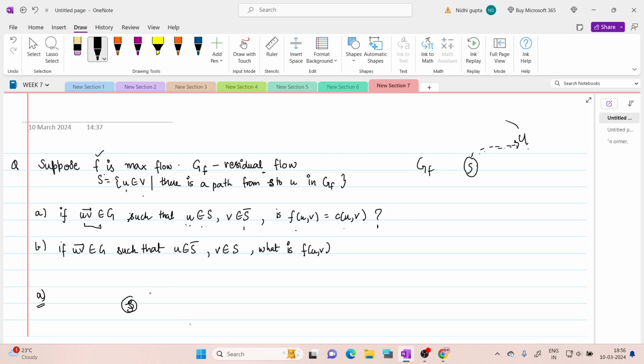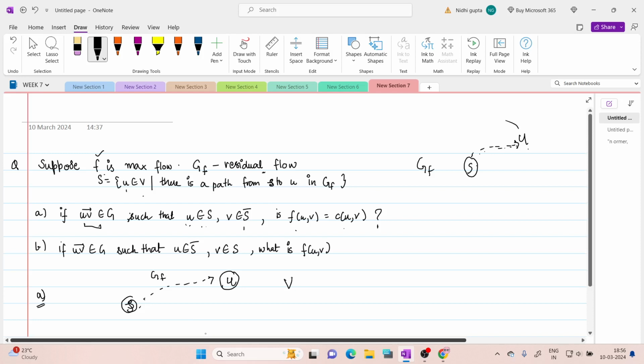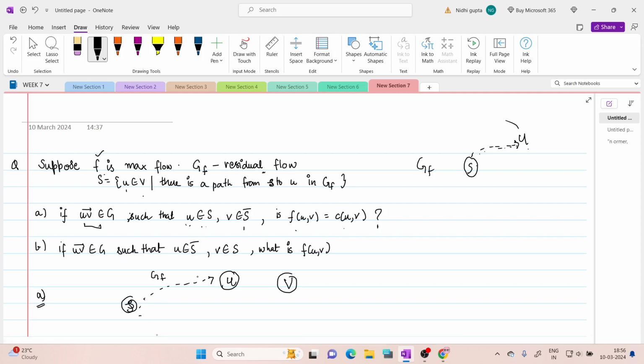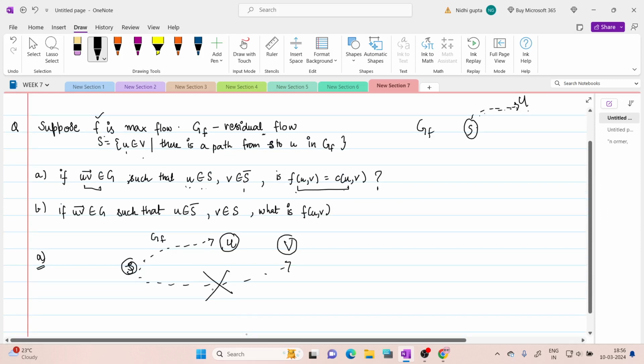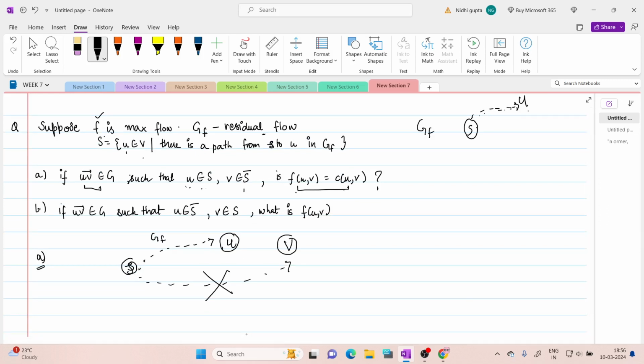If U belongs to S, it means that there is a path from s to U in the residual network. And if V belongs to S bar, that means there is no path from s to V. So this is the picture, and there is no such path. Now you have to say whether f(UV) is equal to c(UV). First of all, in a residual network, if there is a path from s to U and no path from s to V, is it possible that UV is an edge in the residual graph? No, it's not possible.